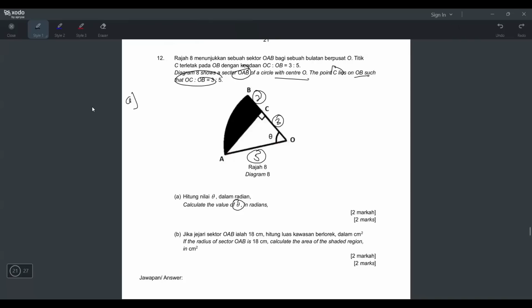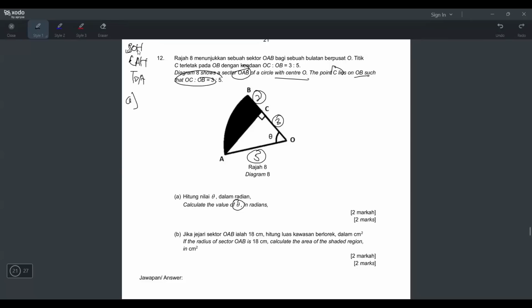So what do you think? Will you use the Pythagoras theorem? No, don't do that. If you use Pythagoras theorem, you can find out the ratio for AC, which is 4, but it's useless. That's not what they ask. That's not what they want. They want the angle. So you should use trigonometry, and you will use the SOH CAH TOA formula, but which one?